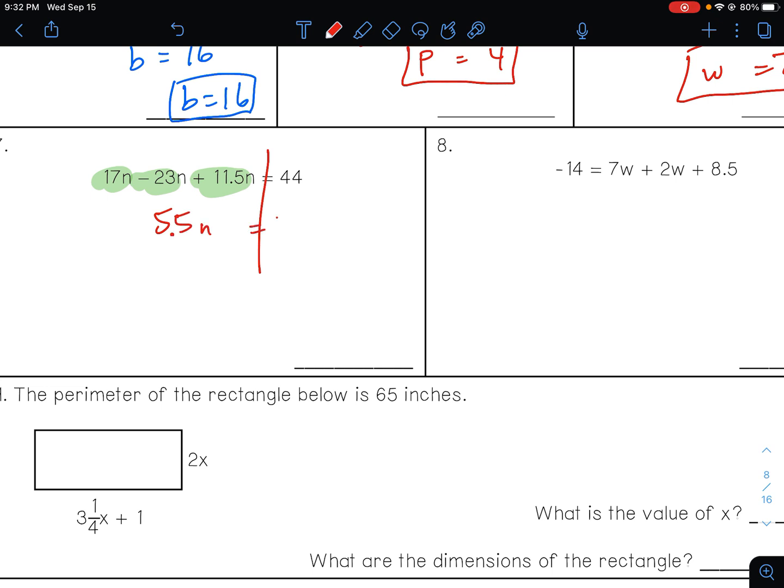5.5n equals 44. How do I solve this? Divide both sides by 5.5. 44 divided by 5.5 is 8. n equals 8.